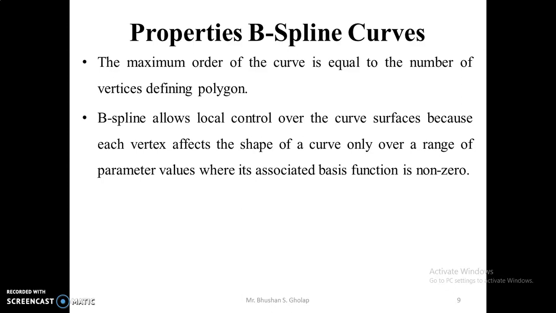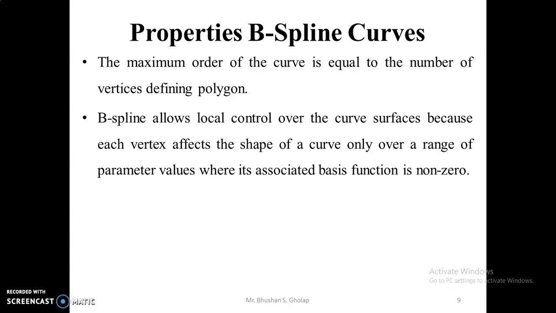So as we discussed in the Bezier curve, the global control of points is used, but in the B-spline curve, the local control of points is used. The advantage is that if we change the position of any control point, then the shape of the whole curve is not changed. So this is all about B-spline curves.